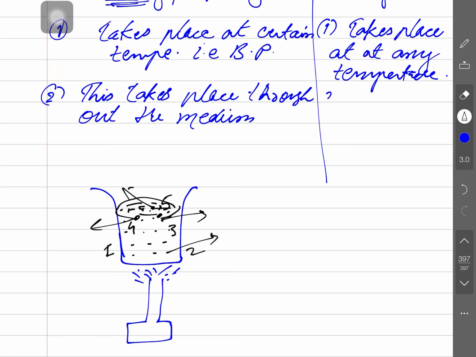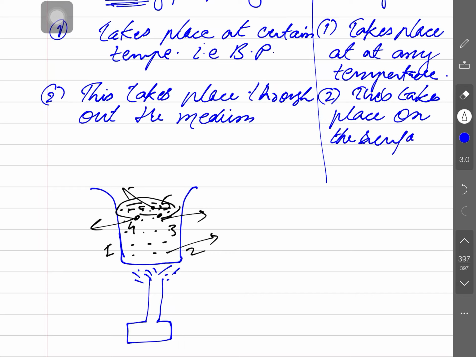Is that clear? And the next is what here? This takes place on the surface. Is that clear? Furthermore, boiling happens in the case of the temperature rising. Right now, when you start heating this, then the boiling will take place here.